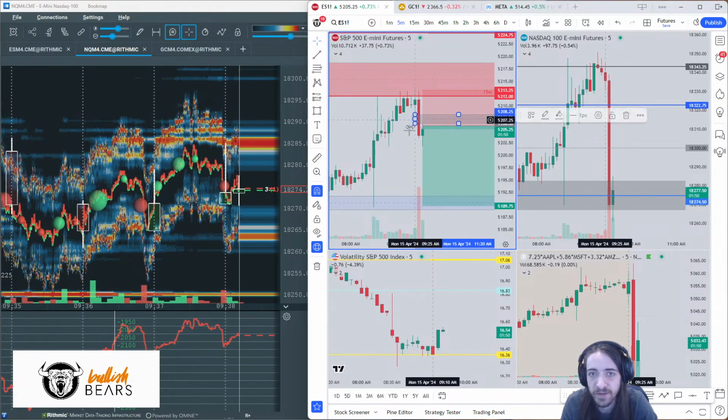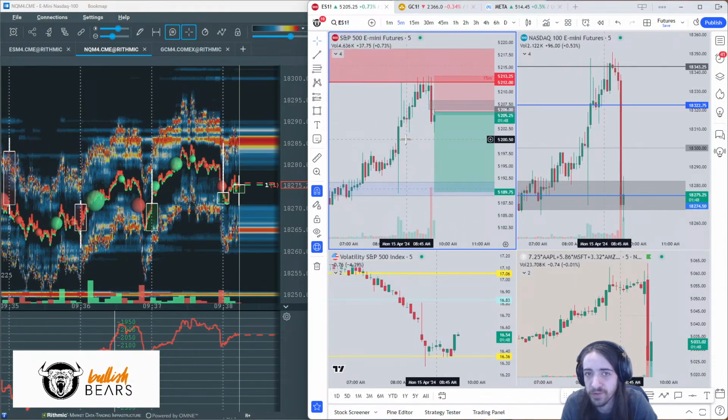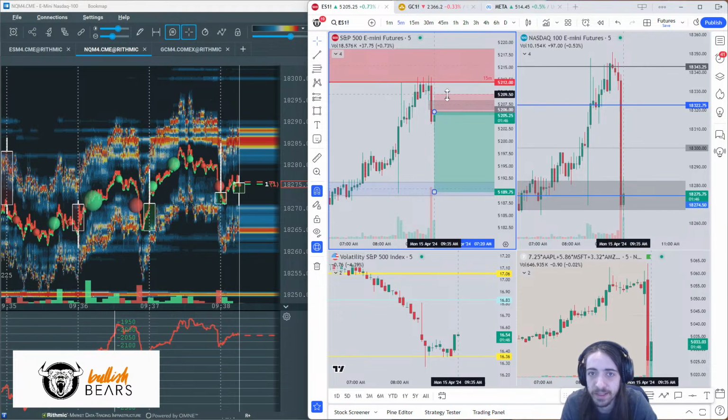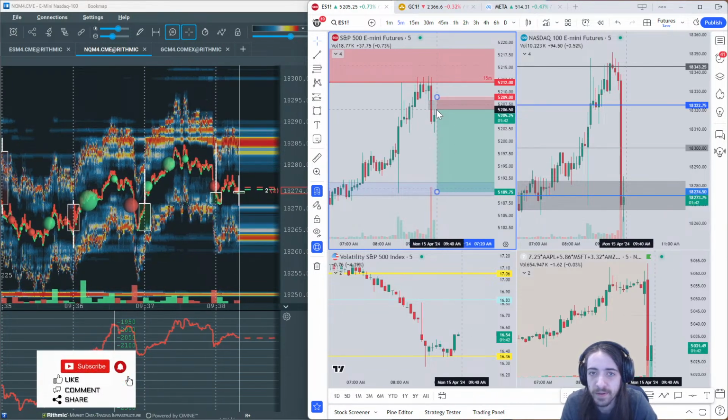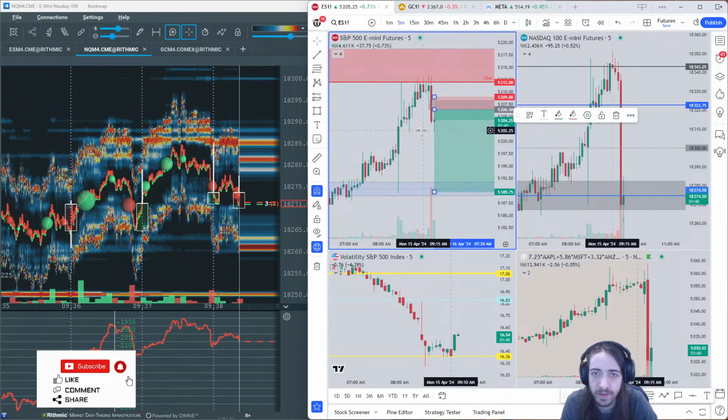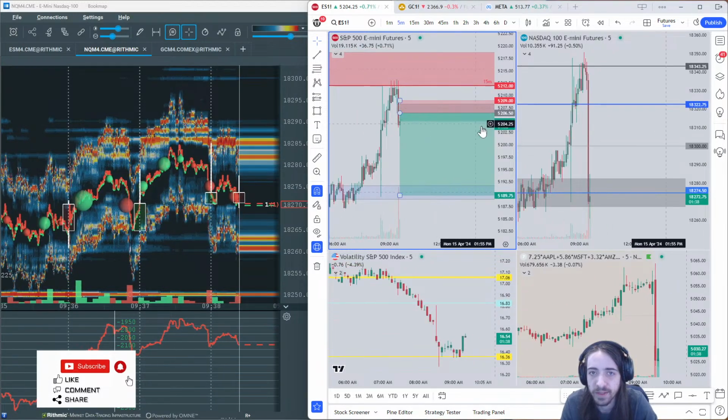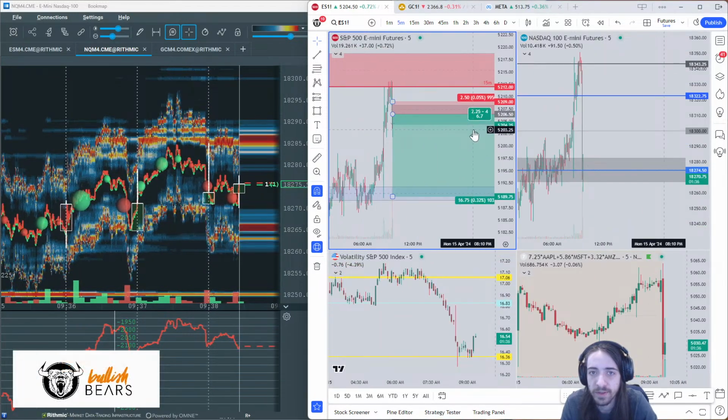We still have this fair value gap right there. So that's the entry we're looking for on ES if we do want to continue lower. Let me make that a bit smaller.